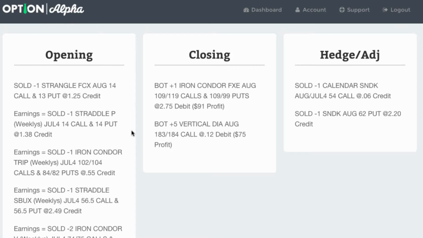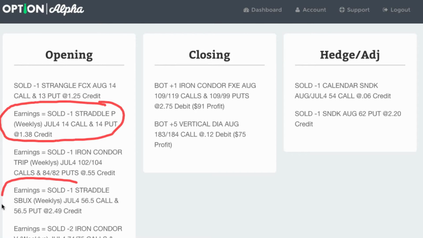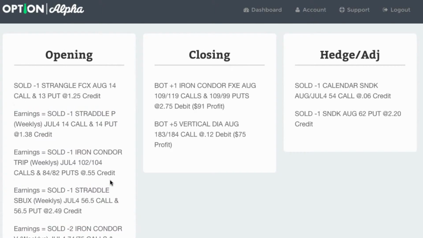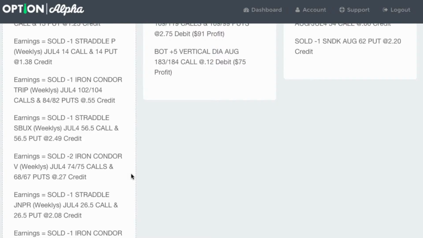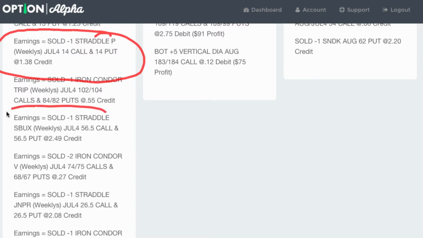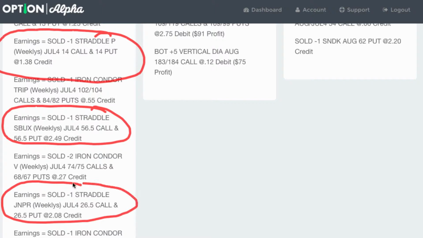So the next earnings trade that we did was in Pandora. This one is very similar to two other earnings trades that we did in Starbucks, and then also one below that we also did in JNPR. So I'm going to go over these together because they're all pretty much the same. It's the same mechanics that we went through on each and every one of these. But the whole idea is that with doing the straddle on each of these, it's because implied volatility is really high. We're talking above the 70th percentile.